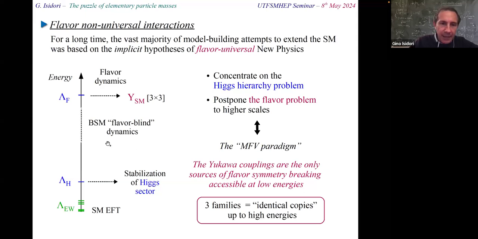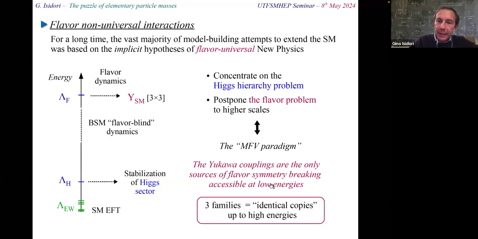So this BSM was supposed to be flavor blind. This is a typical hypothesis in the MSSM, the minimal supersymmetric standard model. You assume the Yukawas are generated at the GUT scale, very far. So what you see here is just the breaking of the flavor symmetry via the Yukawas, and therefore flavor physics is somehow protected. This also goes under the name of the minimal flavor violation paradigm. The Yukawa couplings are the only source of flavor symmetry breaking accessible at low energy. This way, we achieve a separation of the stabilization of the Higgs sector and the flavor problem, which is not solved, but is postponed to a high scale, which is technically possible.